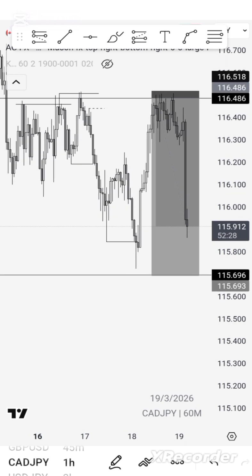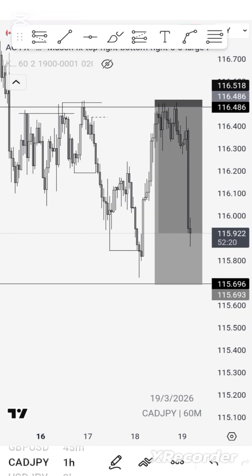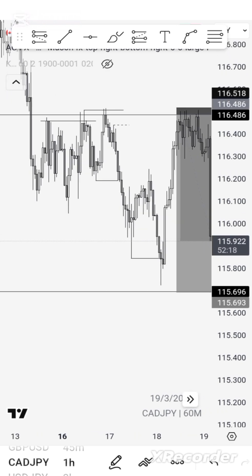And I think I've explained these entry models over and over again. We have the first entry model, we have the second entry model. If you watch my previous video, you'll be able to see all I've explained. So that's how I got this setup on CADJPY.